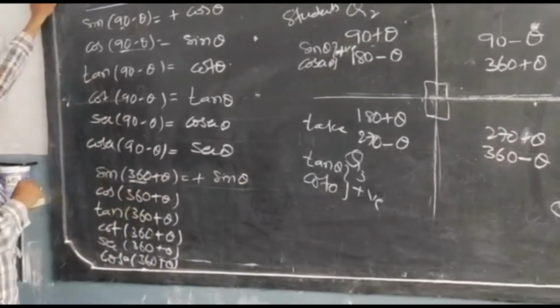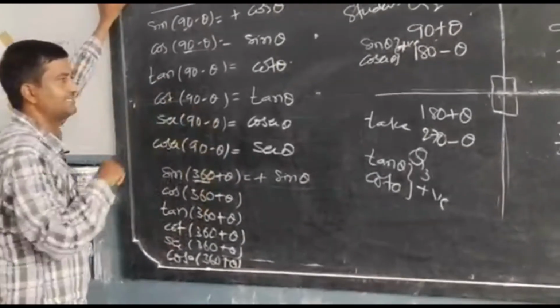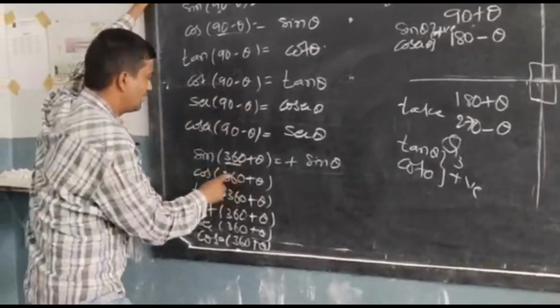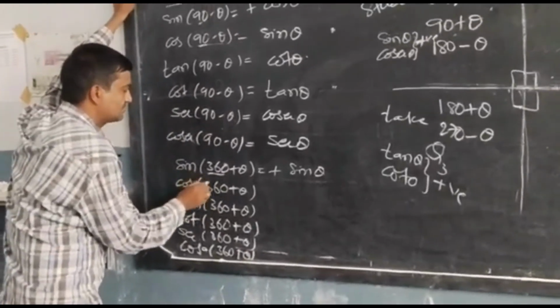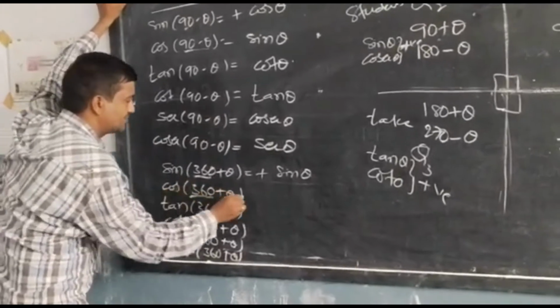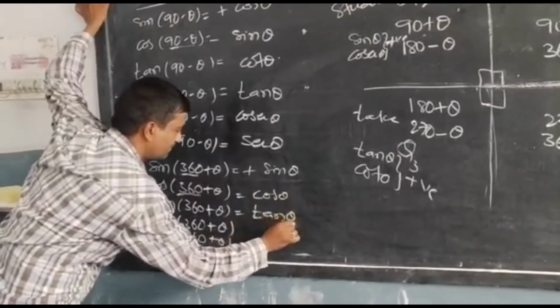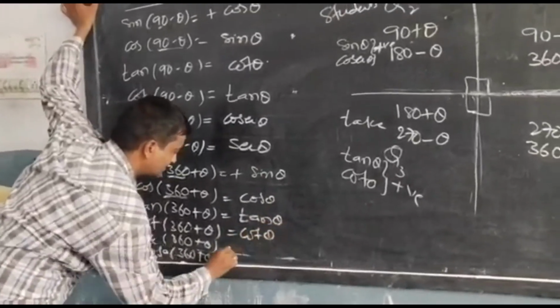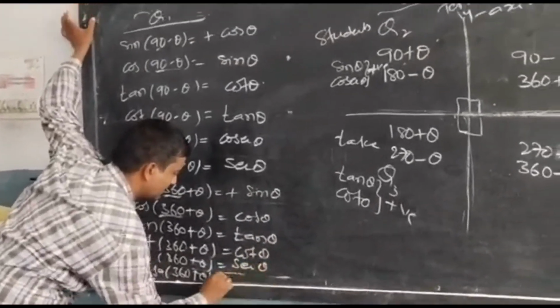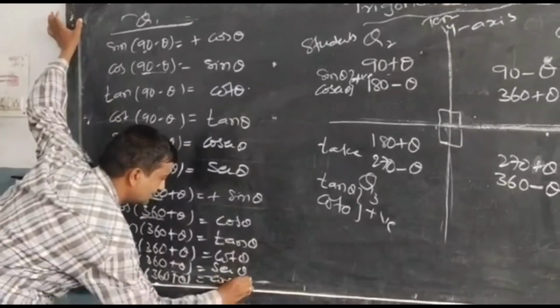Cos 360 plus theta. 360 plus theta lies in the first quadrant. In the first quadrant all are positive. So the angle is 360, there is no change in the ratio. That is what? Plus cos theta, plus tan theta, plus cot theta, plus secant theta, plus cosec theta.